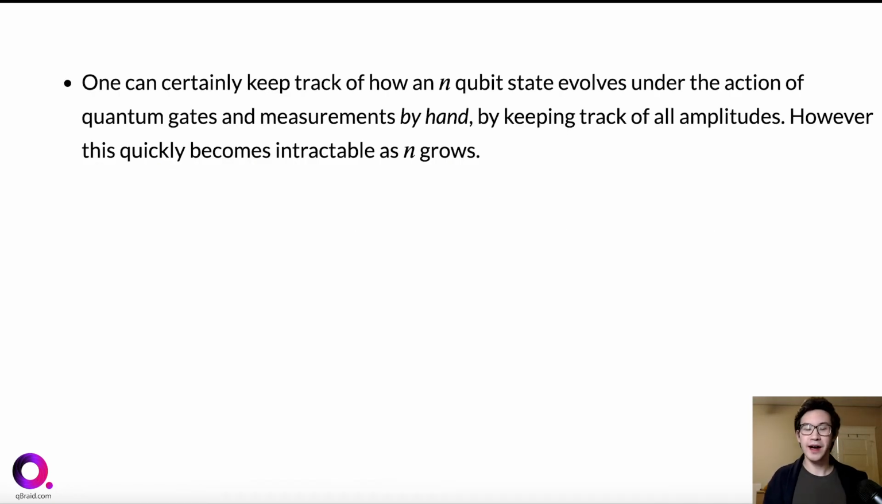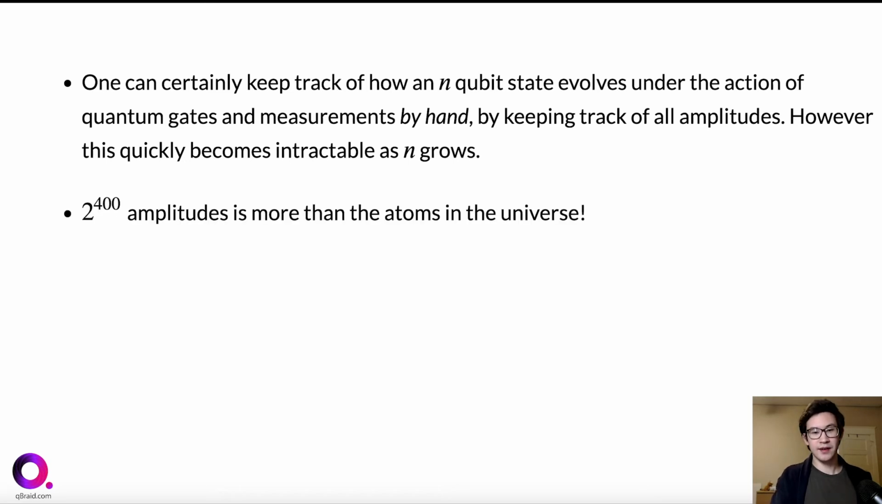Now, we can certainly keep track of how an n qubit state evolves under the action of quantum gates and measurements by hand. And indeed, we did this even in this video for very small examples. However, these calculations quickly become intractable as the number of qubits n grows. In fact, just for 400 qubits, there are 2 to the 400 amplitudes to keep track of. And the number 2 to the 400 is actually more than the atoms in the whole universe. So it is thoroughly intractable to even write down all of the amplitudes of a 400 qubit state.